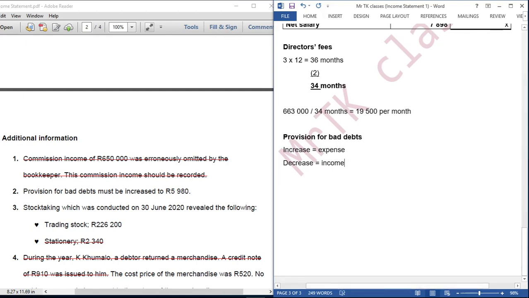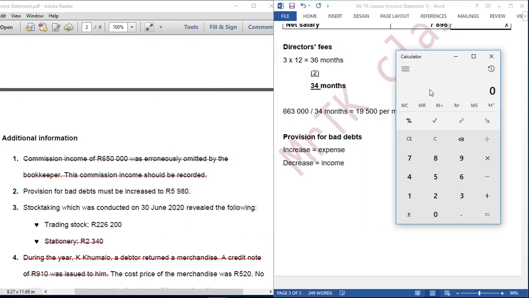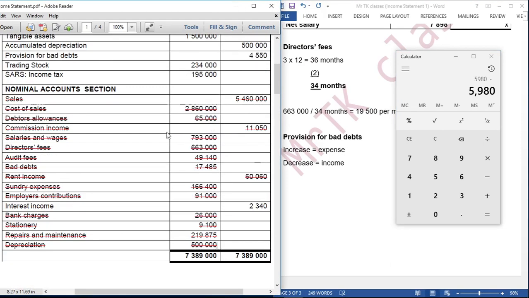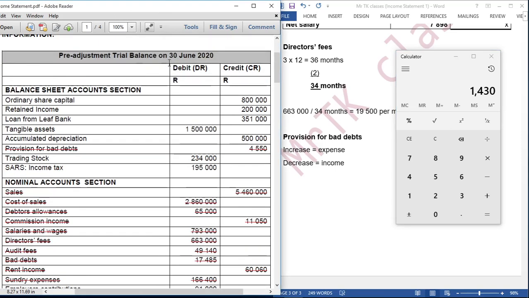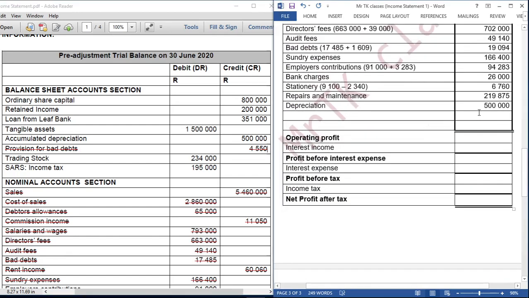And we have how much here? We are just going to say the amount is 5,980. Subtract the amount that was there at the beginning, this one, 4,550. It means our provision for bad debts for this financial year, which ended on 30 June 2020, is 1,430. Okay, so we are going to say provision for bad debts adjustment 1,430.